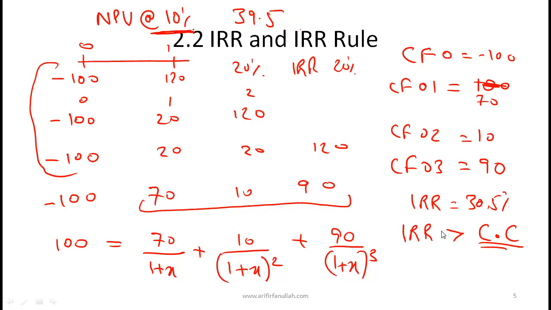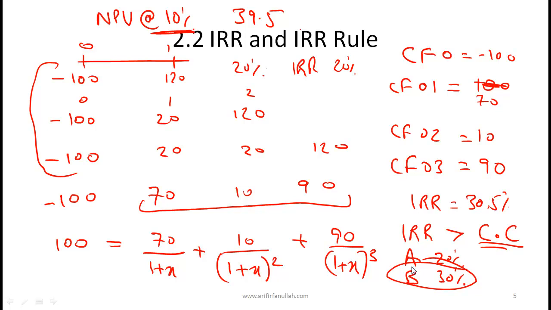So that's simple. If you just have one project, do it if the IRR is greater than cost of capital. Don't do it if IRR is less than cost of capital. If you have two projects that are mutually exclusive, that means you can only do A or B, and the IRR of A is 20%, the IRR of B is 30%. Which one do you do? It doesn't take a genius to figure out that you do the one with the higher return. So that's what the IRR is effectively saying.